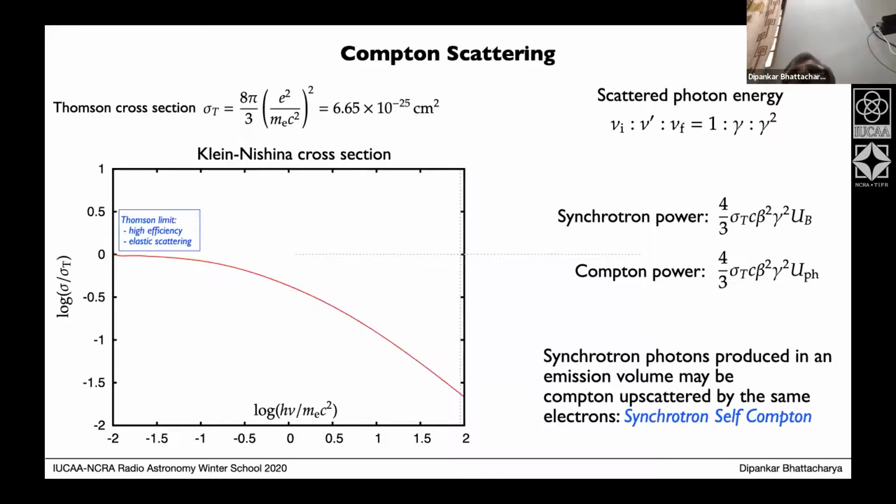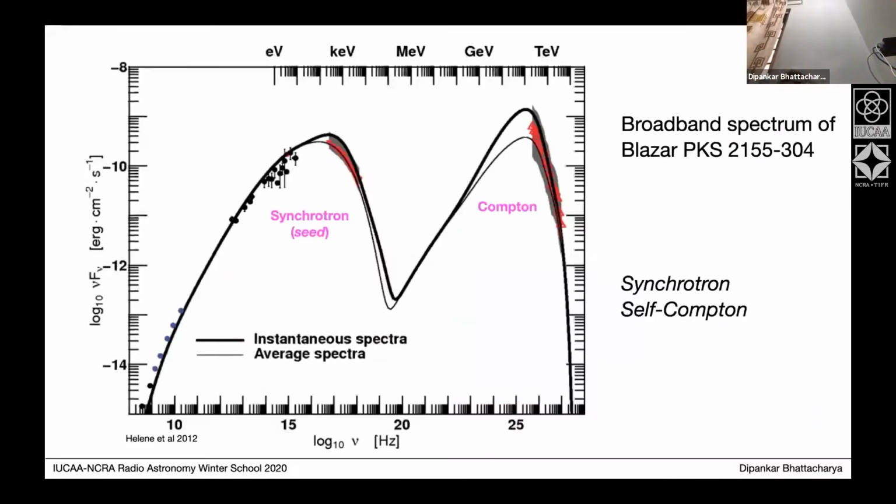Now, there are many sources where you have a magnetic field and highly relativistic particles. These particles moving in the magnetic field produce a synchrotron radiation field. And these highly relativistic particles then scatter the same synchrotron radiation field in a Compton process and produce high frequency Compton power. So this is called a synchrotron self-Compton process, and you can get two humps in the spectrum like this.